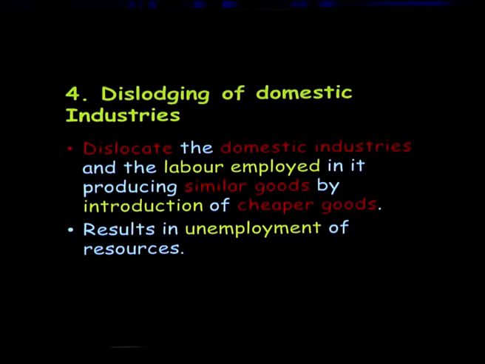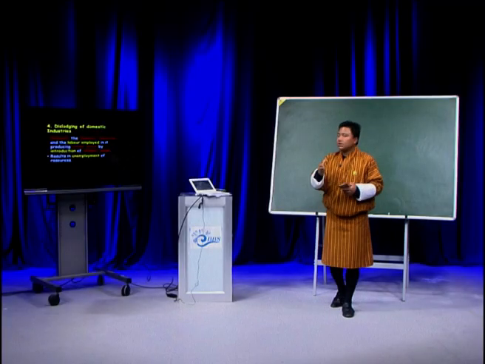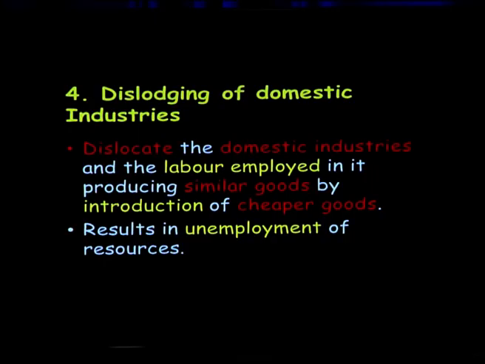Dislodging of domestic industry. This will have a direct impact on the underdeveloped countries. Through international trade, the domestic industries which are still at the infant stage will be dominated by the international market, and hence it leads to an economic crisis of that particular country. So it dislocates the domestic industries and the labor employed in them producing similar goods, by the introduction of cheaper goods, and results in unemployment of the resources.